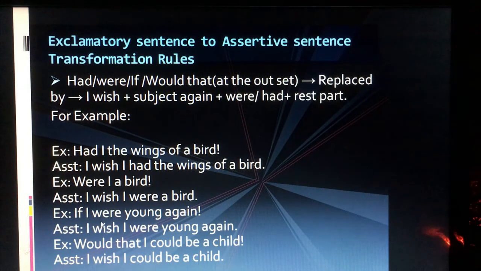The same goes for the rest of the examples. As you can see, I'm not repeating it because you are going to see it by yourself, and what you need to do is practice more and more so that you can learn it, and I hope it will be easier for you now to understand how to convert exclamatory to assertive or assertive to exclamatory.